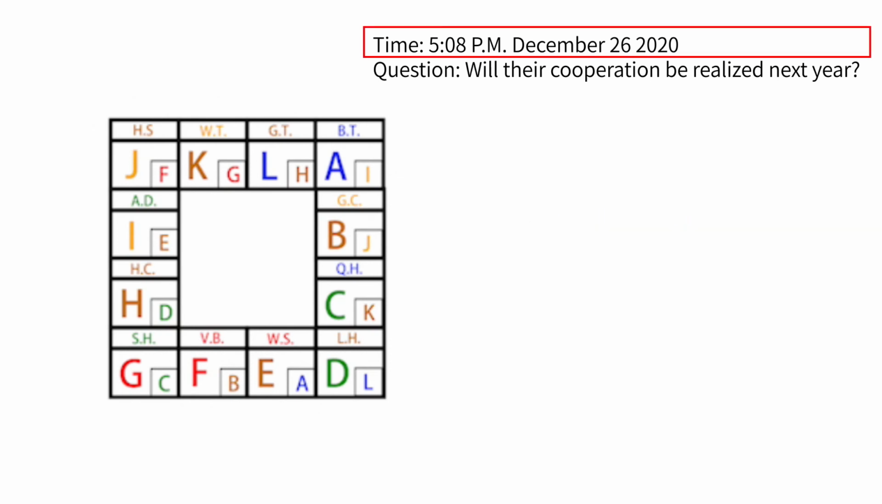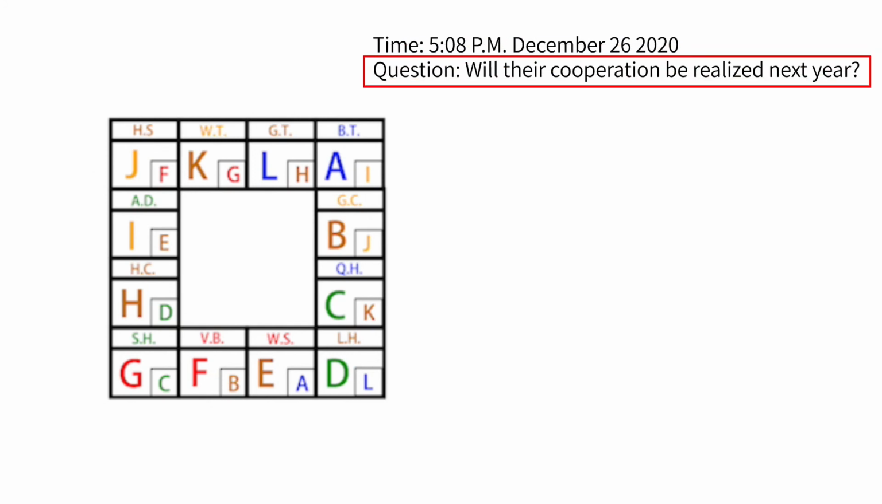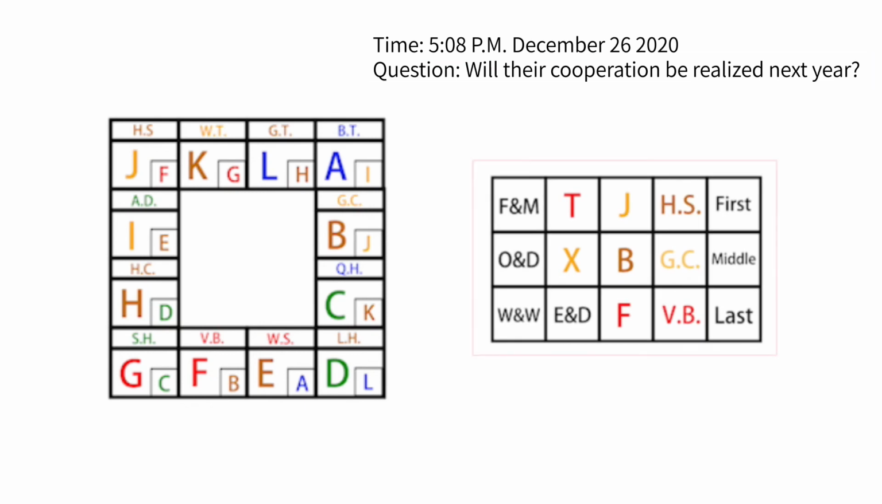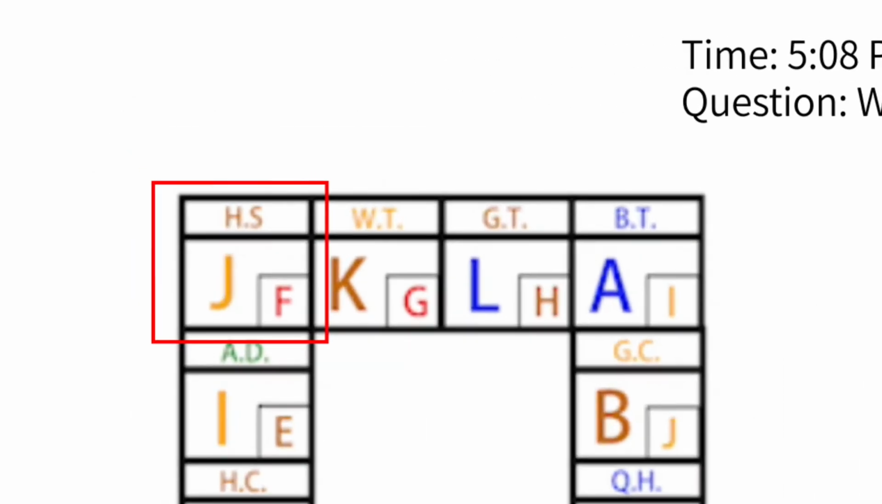This is the time when the question was raised, and this is the question: will their cooperation be realized next year? Here are the 3 transmissions. The first line represents the beginning of the thing. Let's look for J in the heaven plate. Here it is. Let's see what the symbol on the earth plate here is. It is F. On December 26, 2020, the status of F is empty.